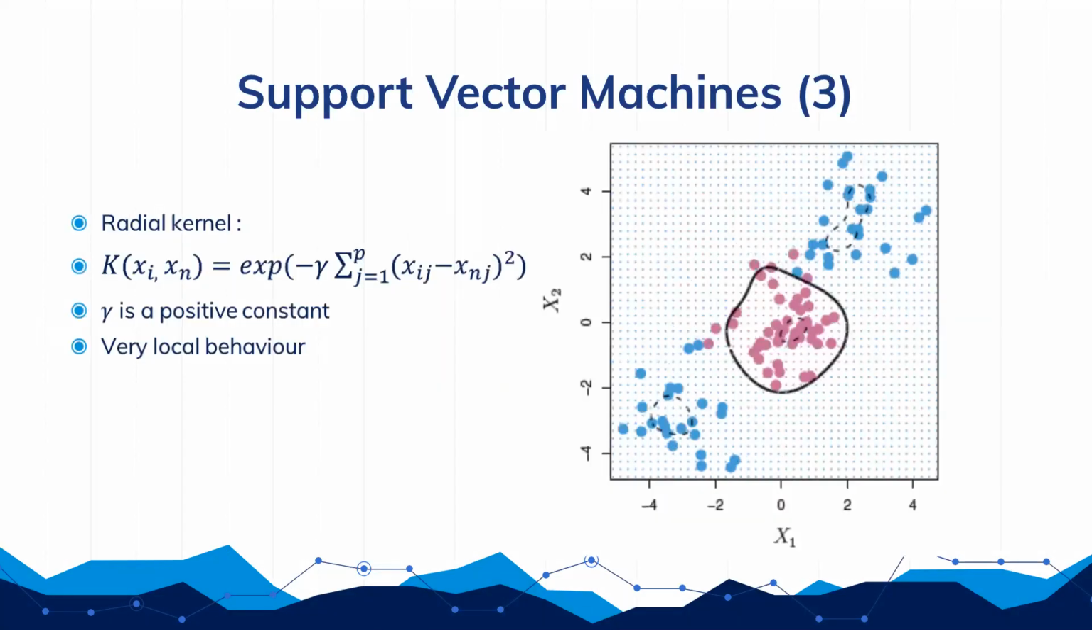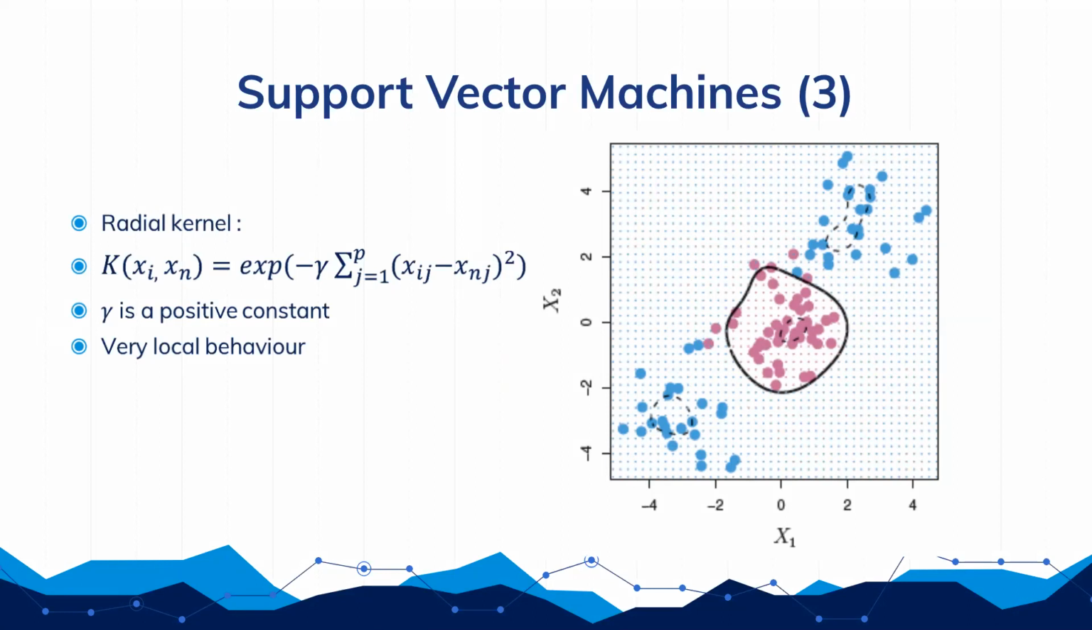So another kernel that's also very popular is the radial kernel. In the original feature space, you can see it's kind of a radial decision boundary. That's where the name comes from. And this is the mathematical formulation.